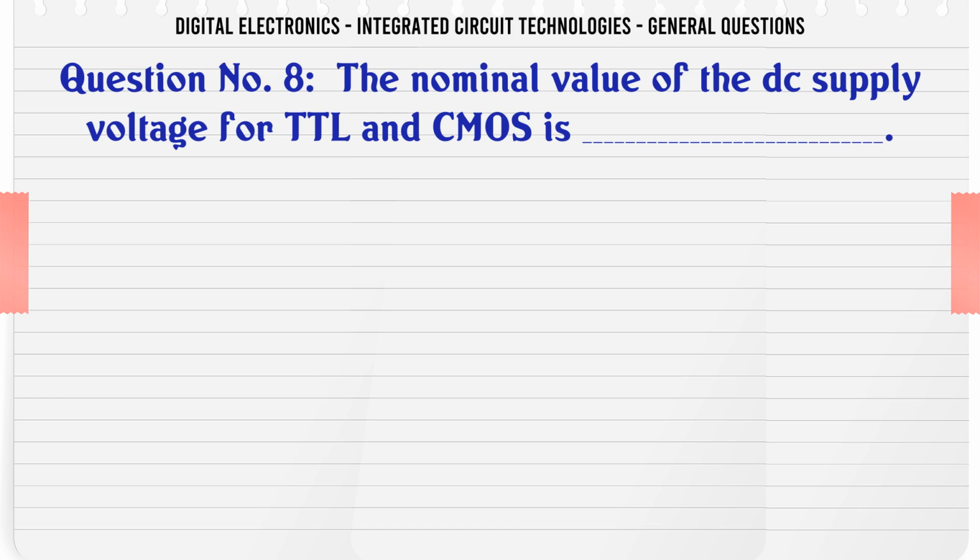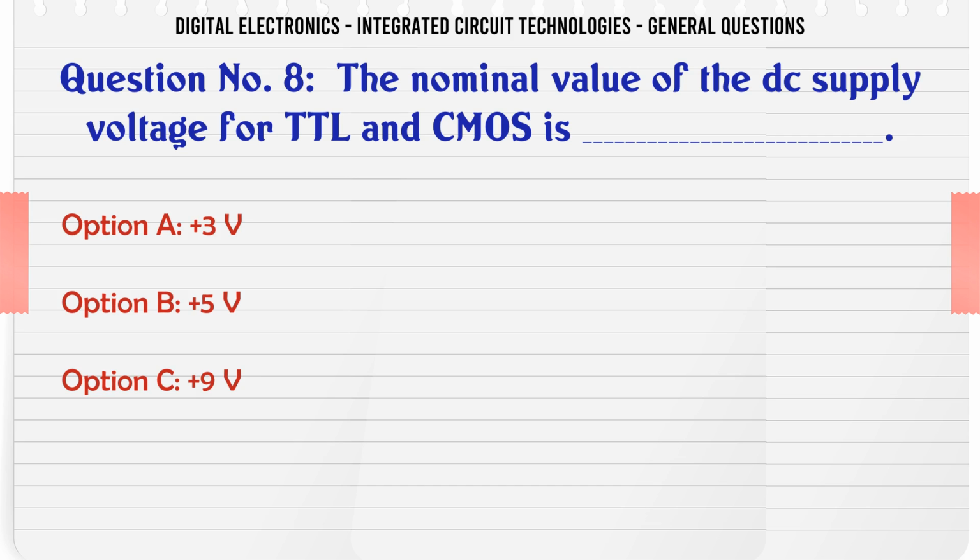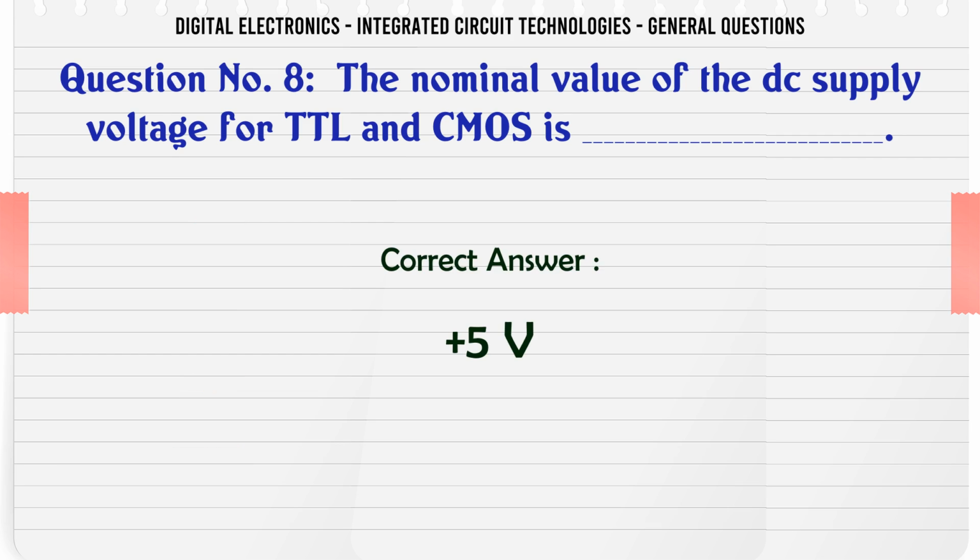The nominal value of the DC supply voltage for TTL and CMOS is A, 3V. B, 5V. C, 9V. D, 12V. The correct answer is 5V.